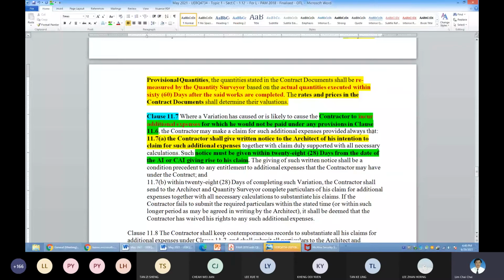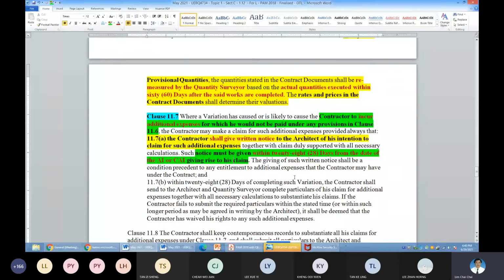Shall means must. There's no two ways about it. Shall here means must. To the architect, intention to claim. When? Within 28 days from the AI or CAI and not from the completion of the work. A lot of them got caught. They wait for completion of the work, then submit. Then the architect or the QS brings this clause 11.7 up. It's already over 28 days. Your rights are going to be extinguished.